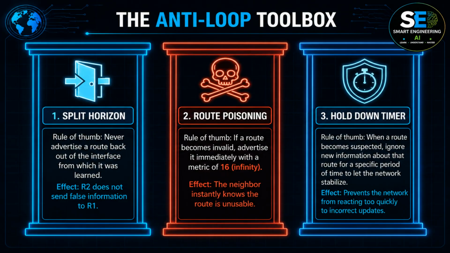The second mechanism is route poisoning. When a route becomes unreachable, the router immediately advertises it with a metric of 16, which in RIP means infinity. In other words, the route is declared dead instantly so that all neighboring routers stop using it. Finally, we have the hold down timer. When a route becomes unstable or suspicious, the router temporarily ignores new updates about that route. This waiting period allows the network to stabilize and prevents incorrect information from spreading too quickly. Together, these 3 mechanisms help RIP reduce routing loops and improve network stability.